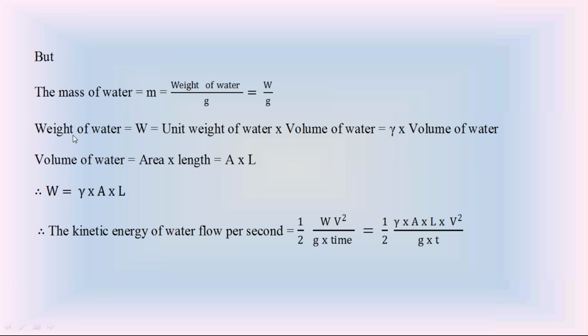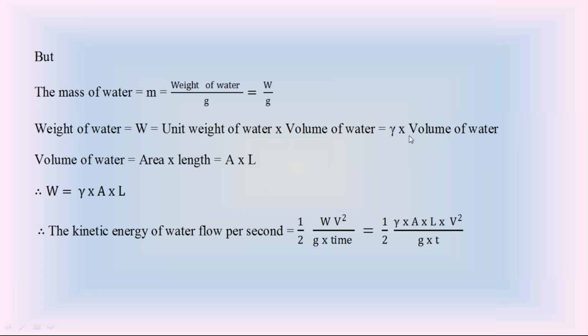So the weight is equal to unit weight into volume. So the weight of water is equal to unit weight of water into volume of water. This unit weight of water is indicated as gamma, the symbol for unit weight of the bodies. So the weight of water W is equal to the unit weight of water gamma into volume of water.